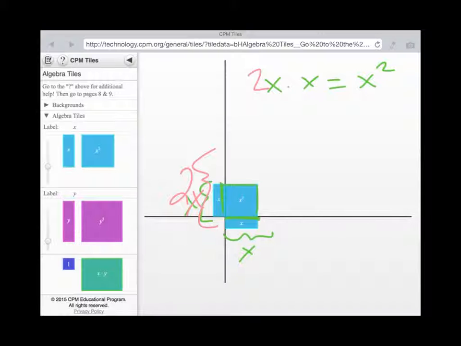Well, if I fill it in, I would need another x. So basically now I've got 2x squared, okay? Let's put another one down at the bottom.